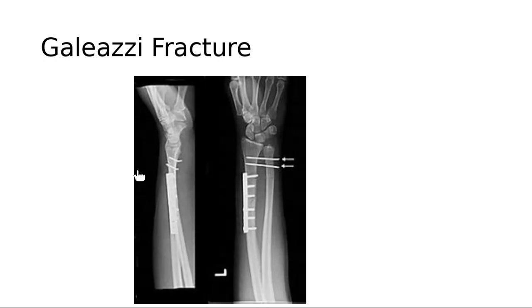And the treatment for this is plate and screws, and you put wires across to hold the ulna to the radius so as to keep the radio-ulnar joint reduced. And once this has healed, then you remove your wires, usually about 6 to 8 weeks.